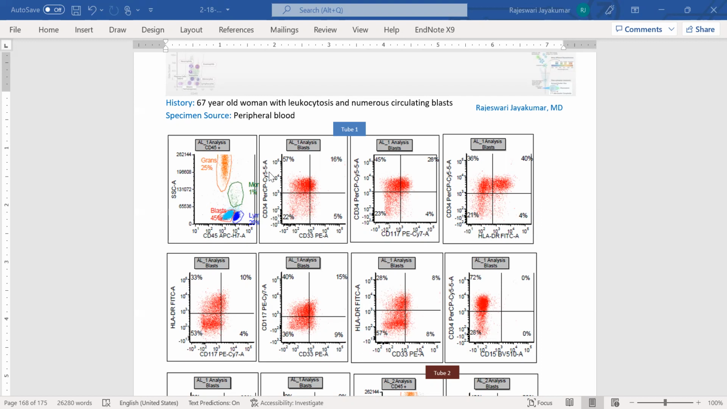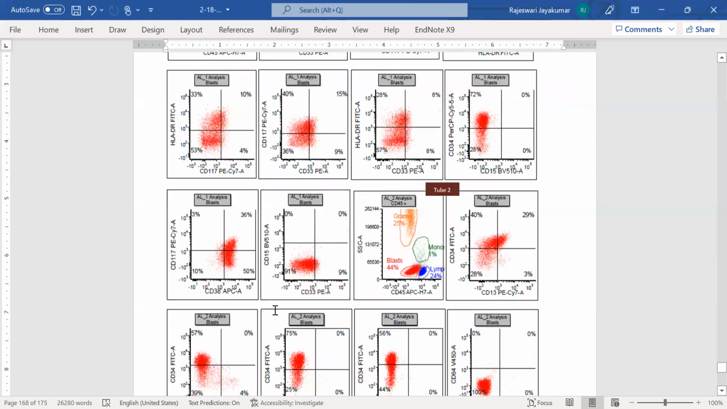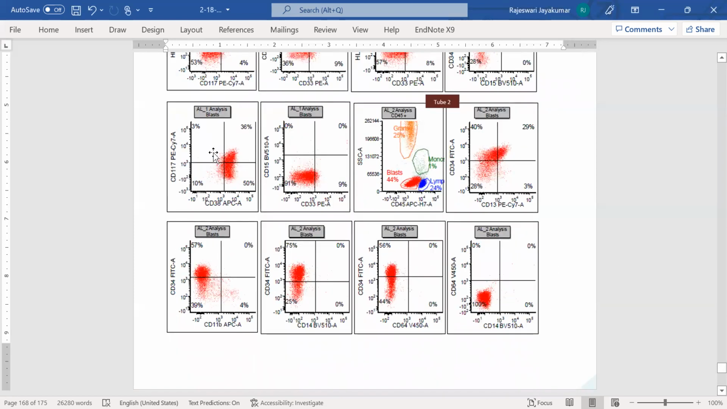In the CD34 versus CD33 plot, we see that these blasts express CD34 and maybe a very dim partial CD33 expression. There is a partial CD117 expression. CD117 is a myeloid marker. CD34 and HLA-DR shows the blasts are partially positive for HLA-DR. And they are negative for CD15. They are positive for CD38.